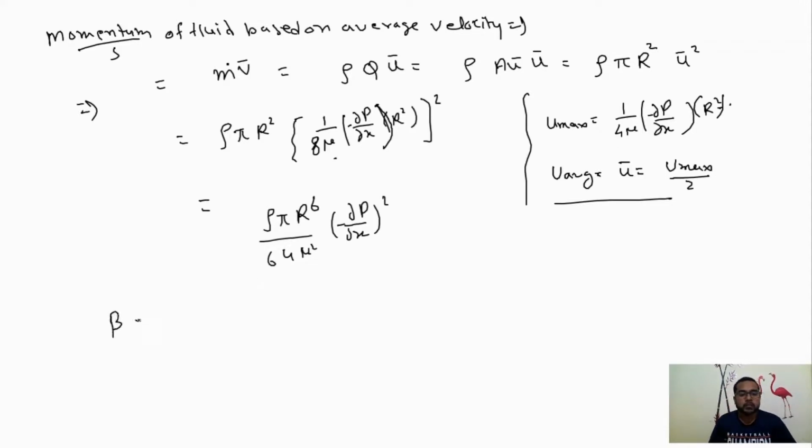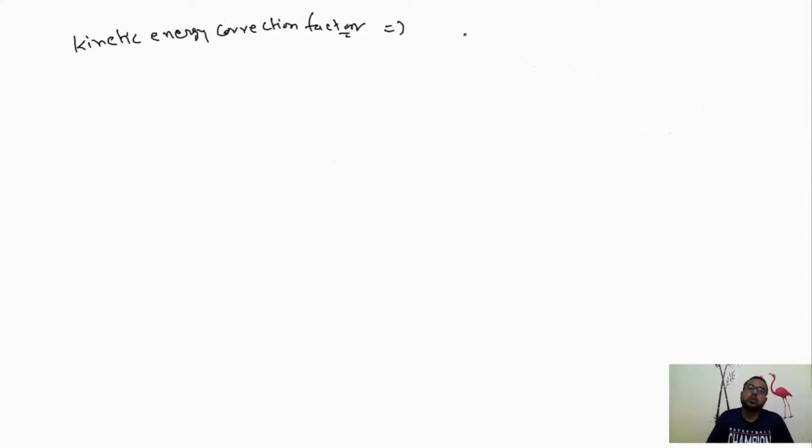So calculate that factor. The only difference is this numerical value. For actual, it comes out to be 1 by 48, and in this it comes out to be 64 value. So this is 4 by 3. So beta is 4 by 3. We have to remember. So for the kinetic energy correction factor, we have to repeat the procedure.